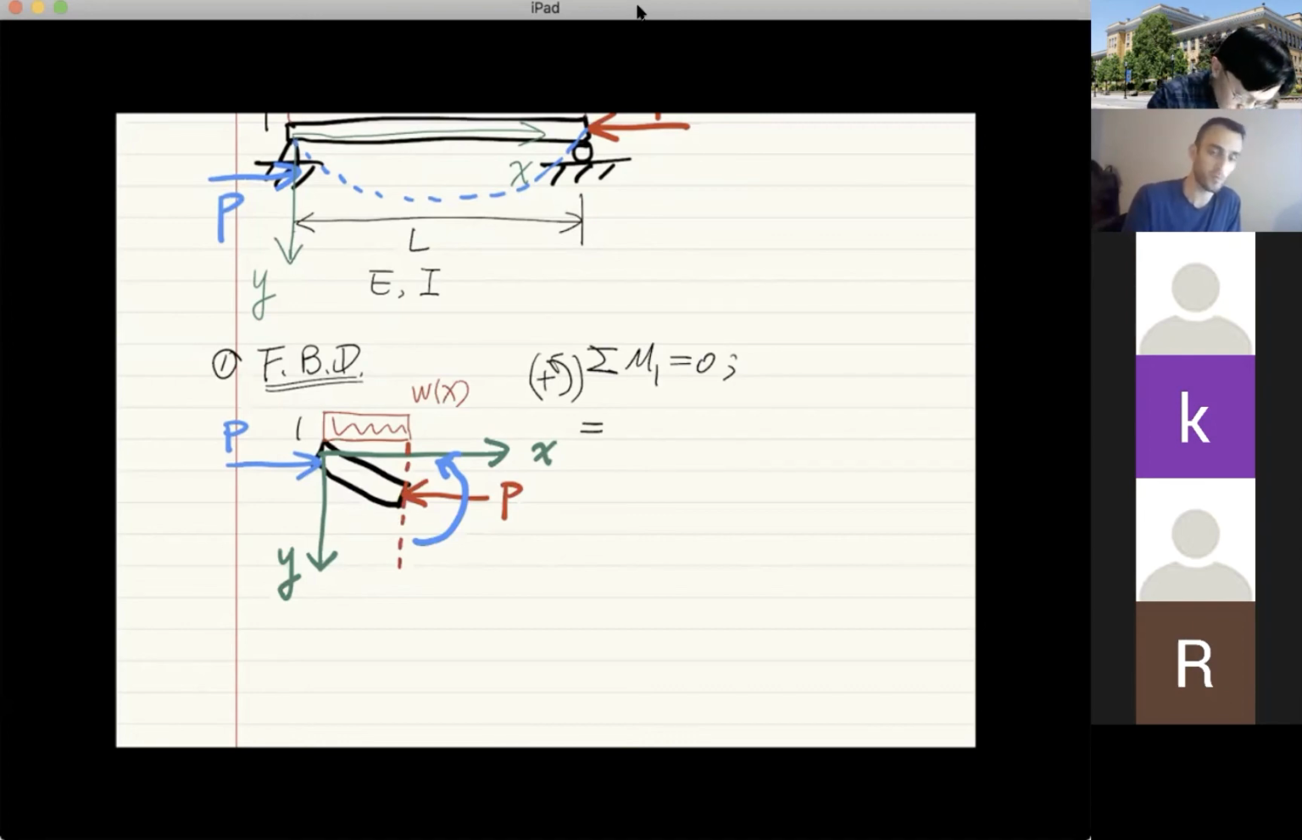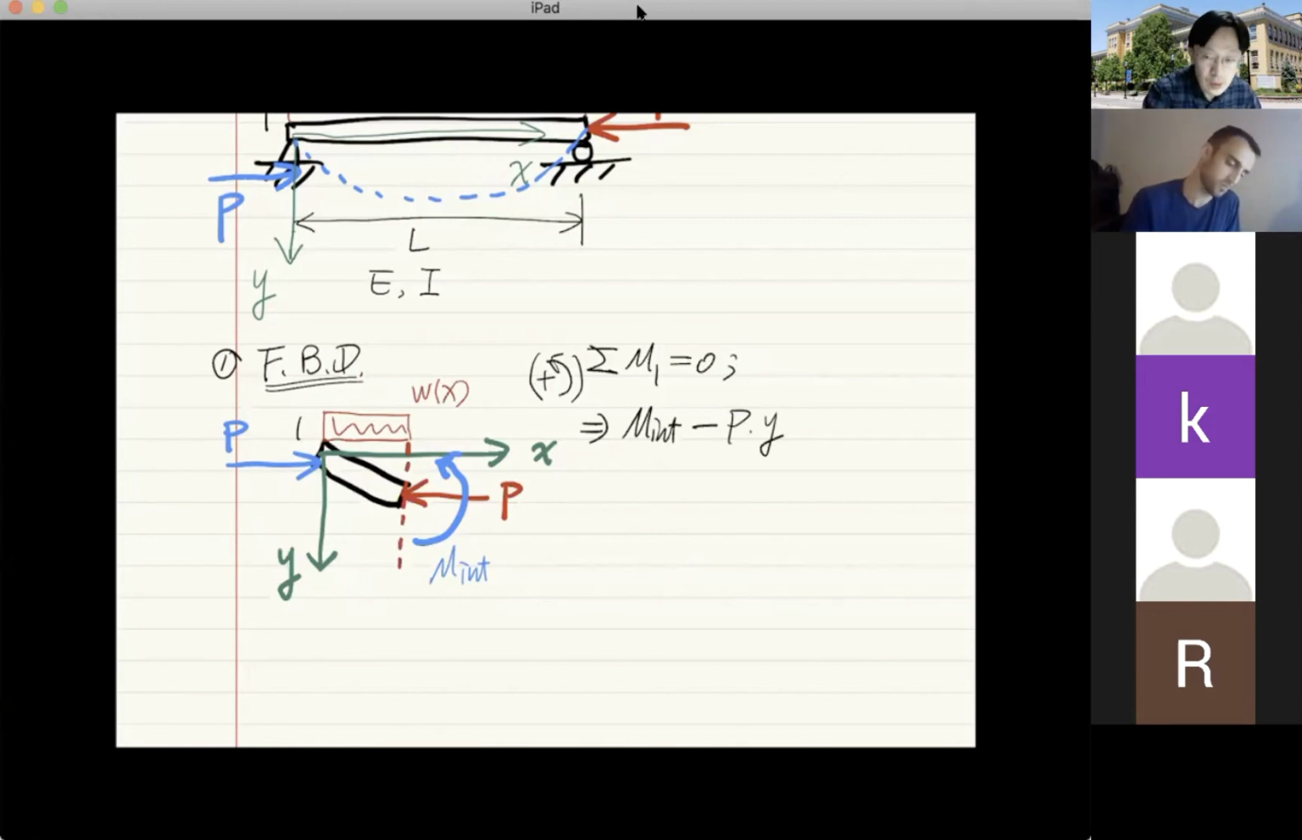So that will give us the expression starting with the internal moment because this is positive. So which one is the internal moment? Let me just finish this one. This is the internal moment in the counterclockwise direction. And the moment produced by the force P is positive or negative? It is negative, right? Because it produces clockwise rotation. So that is minus P times Y. And we also have the moment produced by the distributed load.